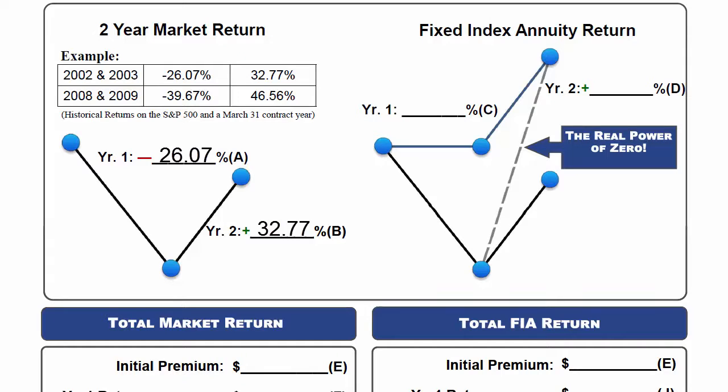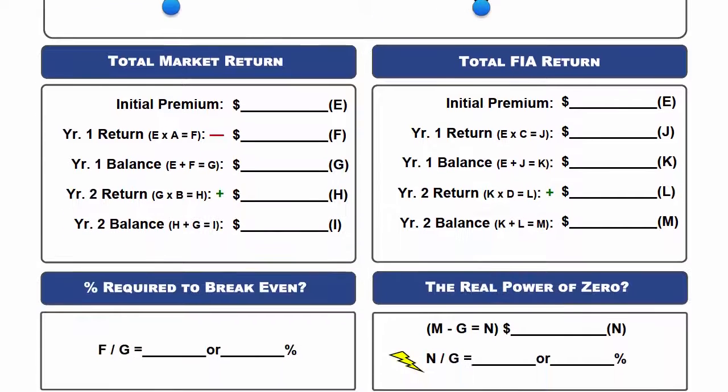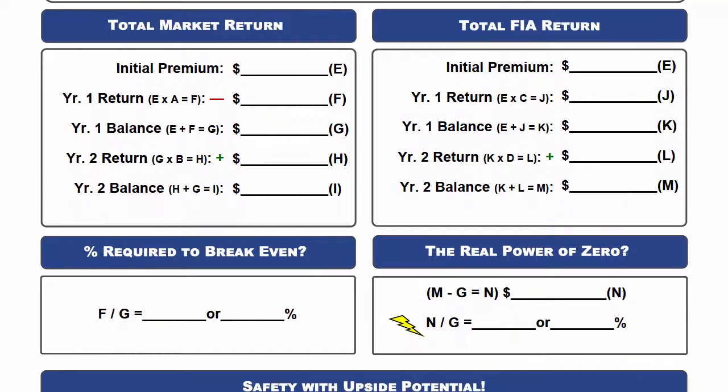We're going to stick to the left-hand side here while we go through this first piece of the exercise. If we scroll down here on the bottom, let's say we use an initial premium of $100,000 for our example. We know that first year, in 2002, there was a negative return of 26.07%. That means it would be negative $26,070 as that first year's return, which means our balance at the end of year 1, after subtracting that negative return out, is $73,930.